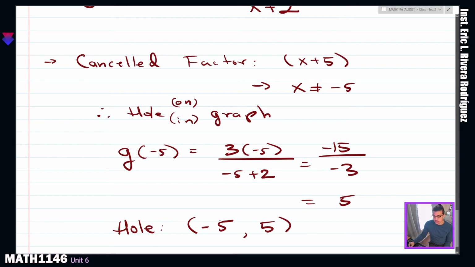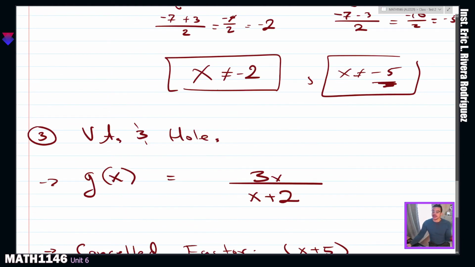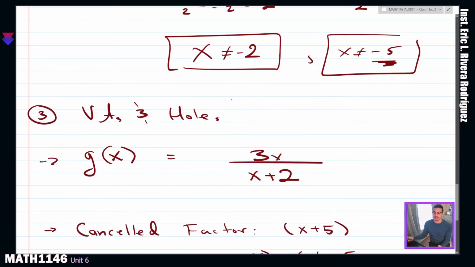So the hole is from one of the restrictions. If one of those restrictions from the original equation is no longer a restriction on the simplified version, that means that we have a hole on the graph, right? So that's the hole. What is the meaning of the other restriction that is still a restriction on the simplified version? Well, those restrictions are vertical asymptotes.